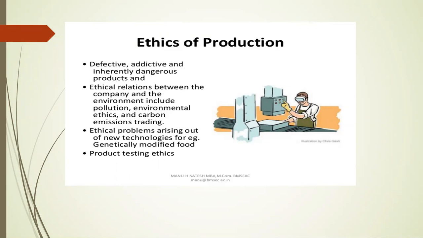So ethical relations between the company and the environment include pollution, environmental ethics, carbon emissions and other things. So these are again very sensitive things. The production process involves all these things. Because of your production process, there may be a possibility of pollution and environmental ethics issues.